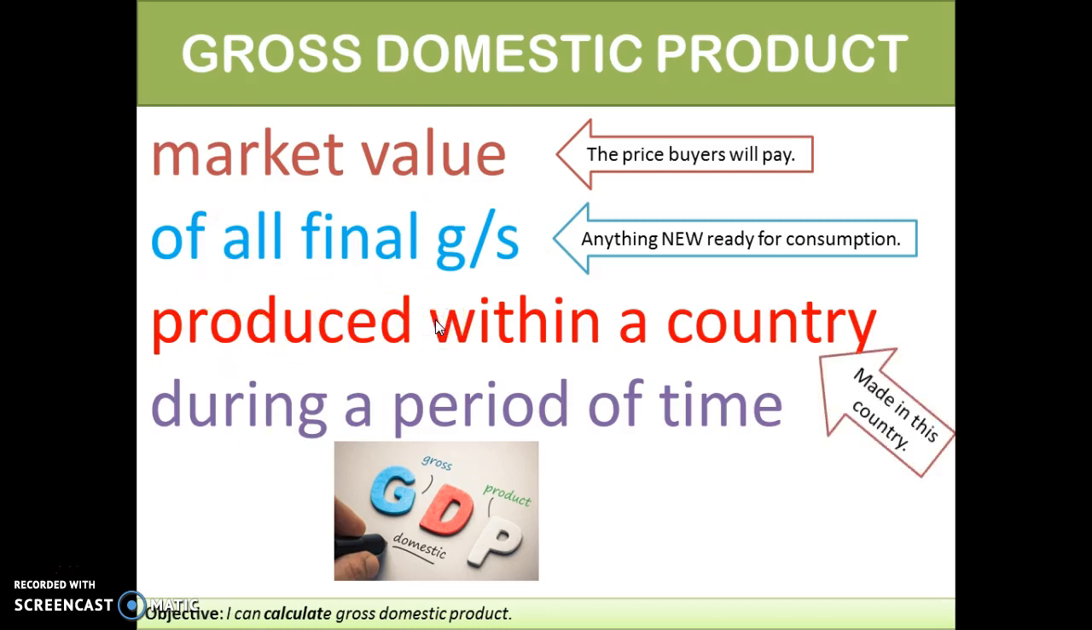Produced within a country, so made in this country, not made somewhere else, must be made within this country during a particular period of time. Typically, it's going to be a quarter or a year, and we'll look at more examples of that too.